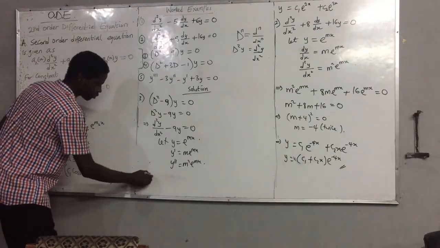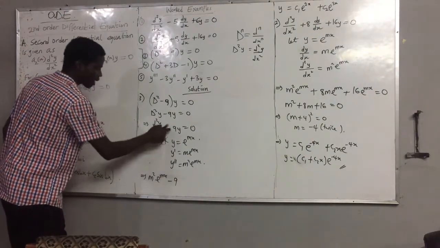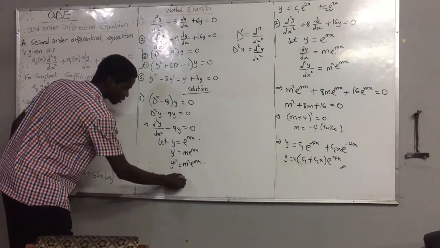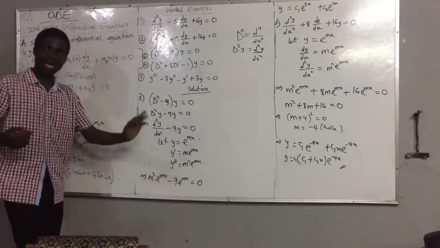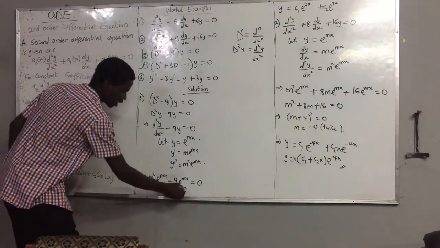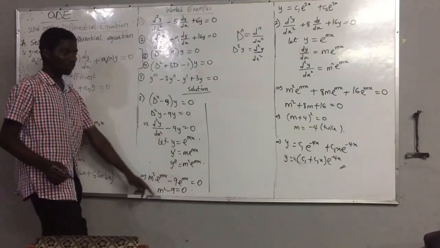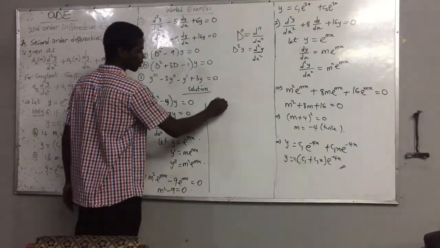So this is m squared e raised to power mx minus 9y, where y is e raised to power mx, equals 0. Divide through by e raised to power mx. You'll be left with m squared minus 9 equals 0. And what do you have? Plus or minus 3, isn't it? So m equals plus or minus 3.